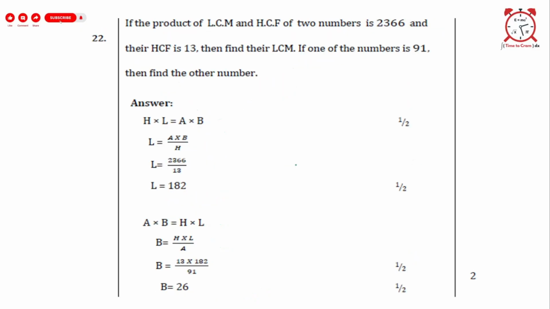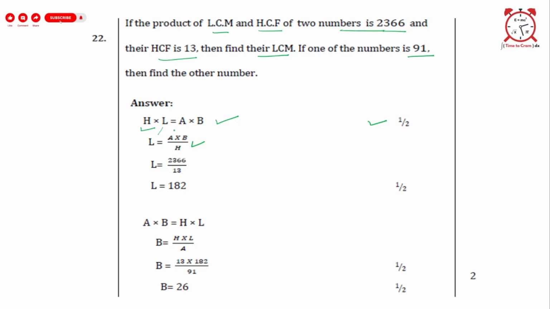Next question. If the product of LCM and HCF of two numbers is 2366, and HCF is 13, then find their LCM if one of the numbers is 91. So first of all, HCF multiplied by LCM equals A multiplied by B, the product of the numbers. Now make L the subject here. So L equals A into B divided by H.